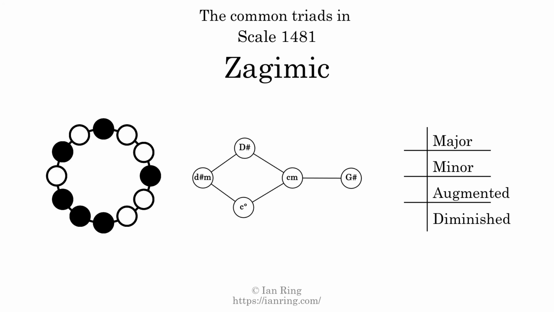010111001001. Here are the common triads present in this scale. The diagram in the center is a graph of parsimonious voice leading between triads. There are 2 major triads. There are 2 minor triads. There are no augmented triads. There is 1 diminished triad. Here is a Hamiltonian path of parsimonious voice leading that uses all the triads.